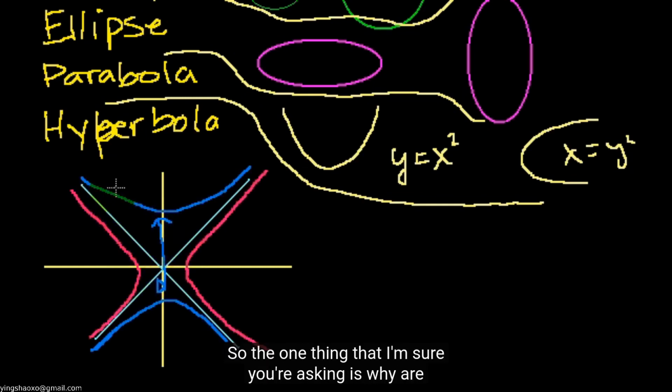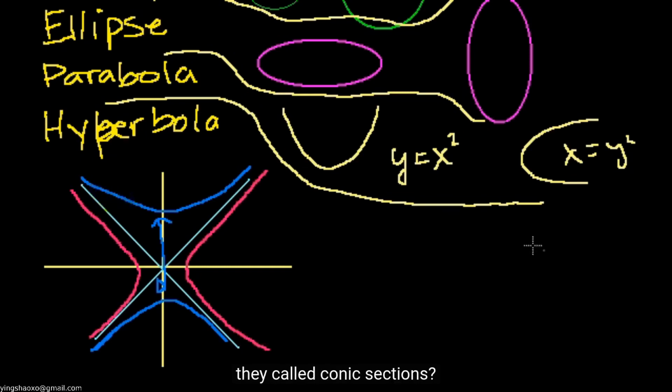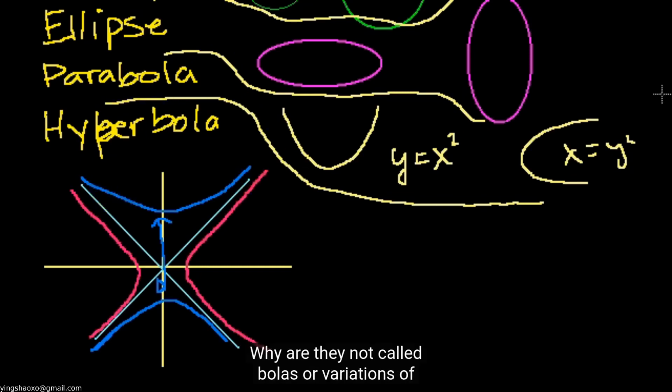So then, the one thing that I'm sure you're asking is, why are they called conic sections? Why are they not called bolas or variations of circles or whatever? And in fact, what's even the relationship?